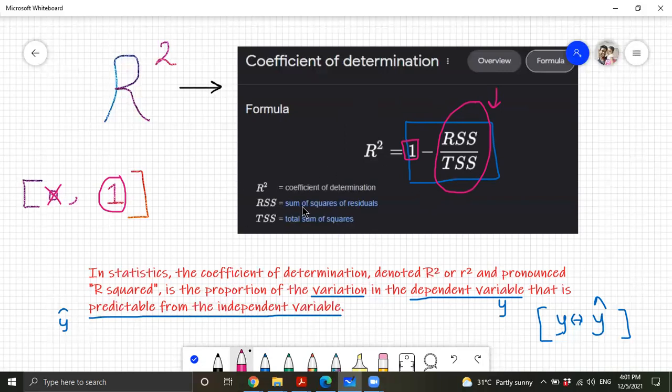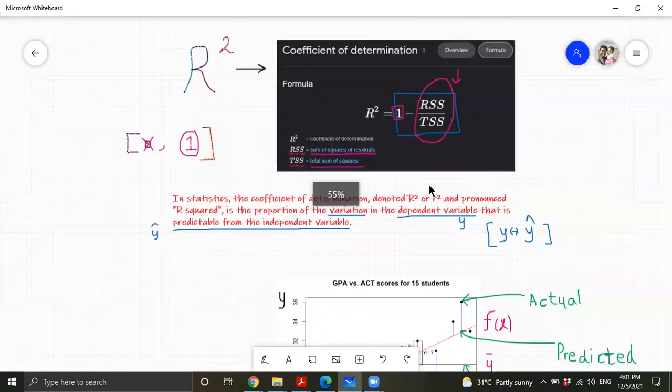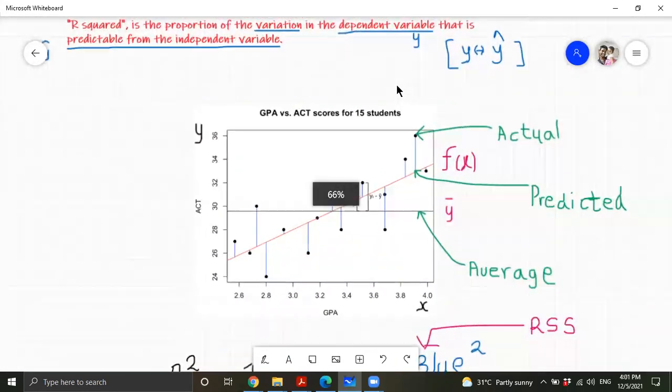Here it says that R squared is the coefficient of determination, which we know now, right? And what is RSS? RSS is the sum of squares of residuals, right? TSS means total sum of squares. RSS means residual sum of squares. TSS means total sum of squares, right? Okay, fine. Don't worry guys. If you don't understand what RSS and TSS are, here you're going to understand them in an easier manner, right?